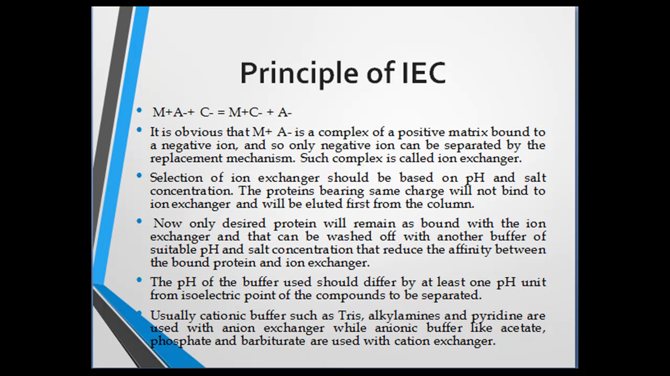The pH of a buffer used should differ by at least 1 pH unit from the isoelectric point of the compound to be separated. Usually, cationic buffers such as tris, alkylamines, pyridine are used for anion exchangers, while anionic buffers like acetate, phosphate, barbiturate are used for cation exchangers.